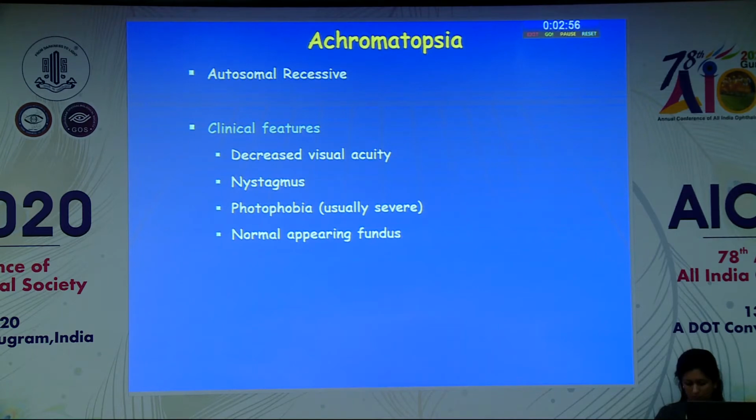So you think about achromatopsia with decreased vision, nystagmus, and photophobia, which is usually severe. In fact, a 6-month-old you can diagnose just when the baby comes in, the light is on, and the baby is doing this. The moment you switch the light off, the eyes are open. That's achromatopsia unless proven otherwise.